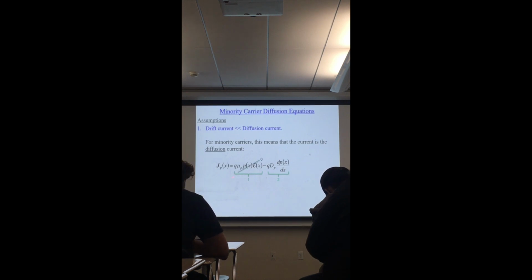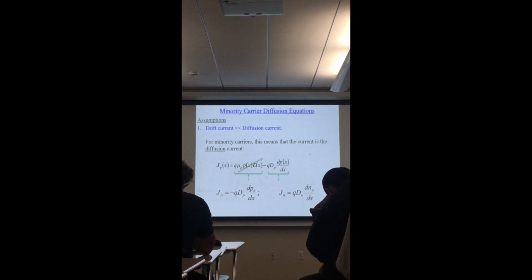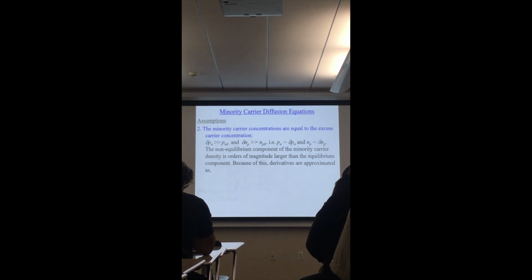So this part is 0. So the current is basically dominated by the diffusion current, right? Okay, so this would be the equation we use to determine the current. So this is the hole diffusion current, and this is the electron diffusion current, right? Now, the second assumption is that the minority carrier concentrations are equal to the excess carrier concentration.